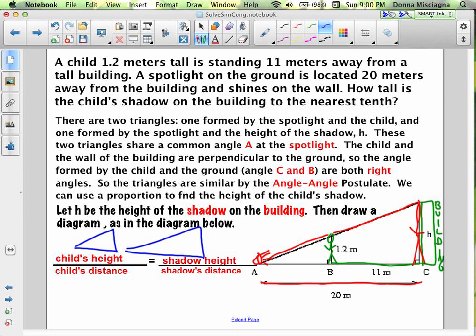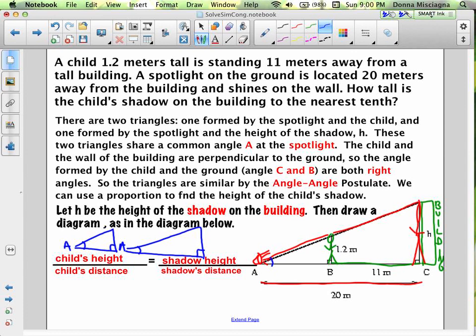These two triangles share a common angle at A. Here, that angle A, these two triangles overlap. So you have the smaller triangle that goes to the child and the larger triangle that goes to the shadow. They are overlapping. These two angles here are congruent to one another. They're both formed where the spotlight is. And then the child and the building, and therefore the shadow, are perpendicular to the ground. So our triangles are similar using the angle-angle postulate.